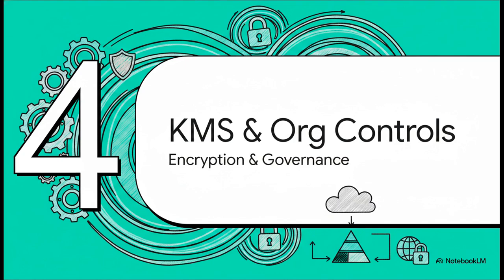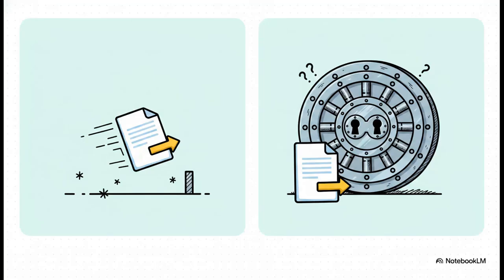All right, next up, Section 4, KMS and organizational controls. Now, there is a massive potential gotcha here regarding encryption. If your bucket is using SSE-S3, which is just standard AES-256 encryption, it doesn't involve KMS at all. There is literally no key policy to check, which means you get to completely skip this troubleshooting step.